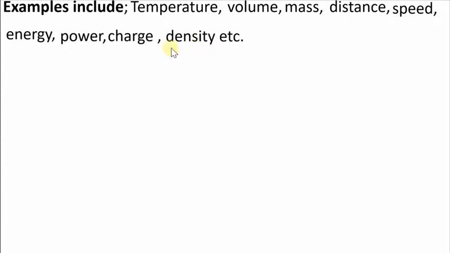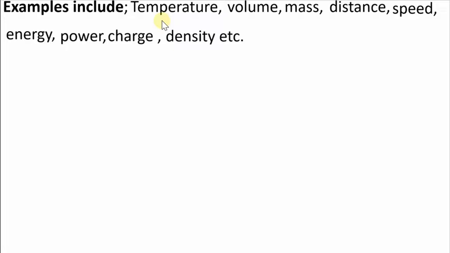So examples of scalar quantities include temperature, volume, mass, distance, speed, energy, power, charge, density, etc. Meaning that, for example, if you are reading the temperature of a body, you put a thermometer, and you find that the temperature is 26 degrees Celsius, or let's say 30 degrees Celsius. That is the temperature of the body.